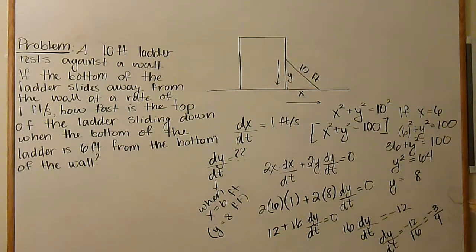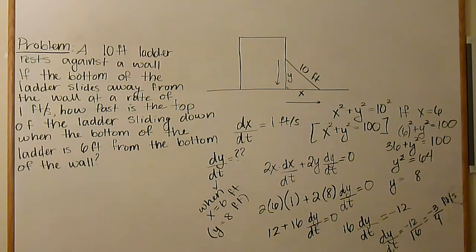And we need units here. The units are feet per second. So what it seems that we found is that the rate of change of y with respect to t is negative 3/4 feet per second, or negative 0.75. We could write it that way.